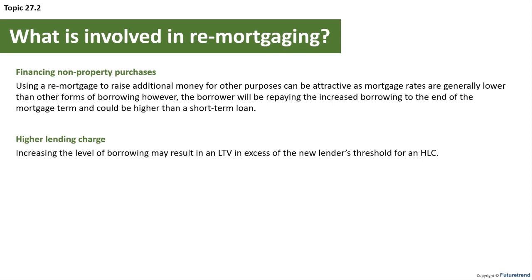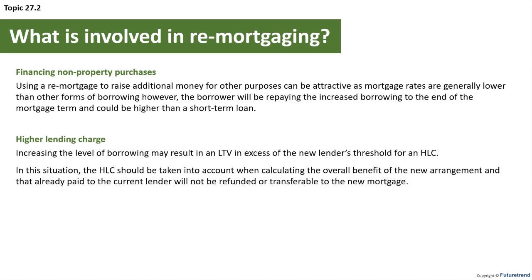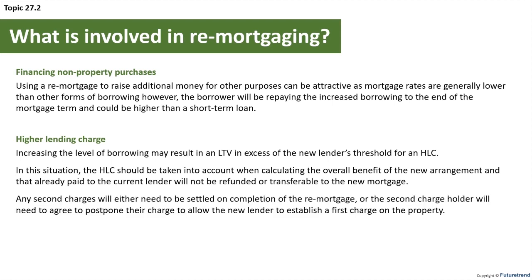Higher lending charge. Increasing the level of borrowing may result in an LTV in excess of the new lender's threshold for an HLC. In this situation, the HLC should be taken into account when calculating the overall benefit of the new arrangement, and that already paid to the current lender will not be refunded or transferable to the new mortgage. Any second charges will either need to be settled on completion of the remortgage, or the second charge holder will need to agree to postpone their charge to allow the new lender to establish a first charge on the property.